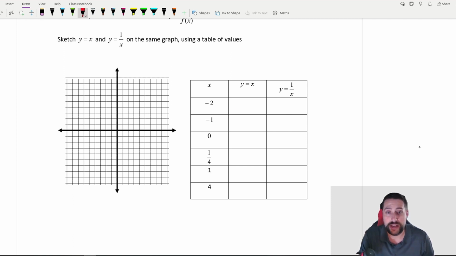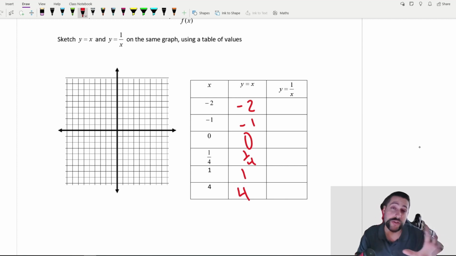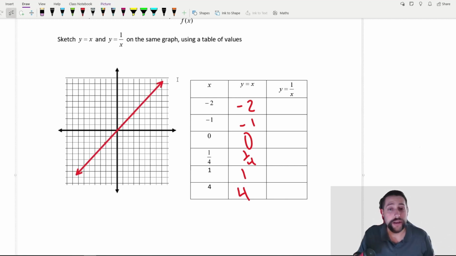So when x is -2, y is -2, when x is -1, y is -1. I think you can get the pattern of this. So 0, 1 over 4, 1, and then 4. Okay, so the graph will look like this. That's what the original graph will look like.